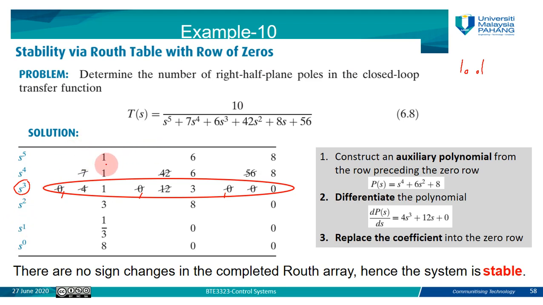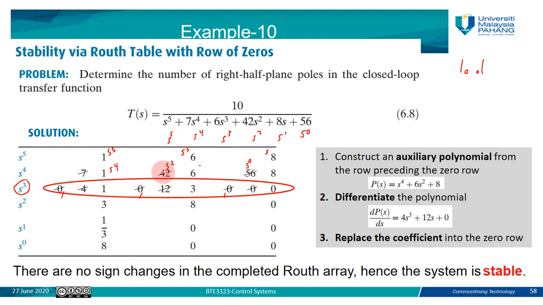We write the coefficients in the first and second rows. Since the highest power is an odd number, the first row takes the odd-power coefficients: this one is the coefficient of s to the power of 5, this one s cubic, this one s. The other row takes the even ones: the coefficient of s to the power of 4, then s squared, then s to the power of 0, or the 56.